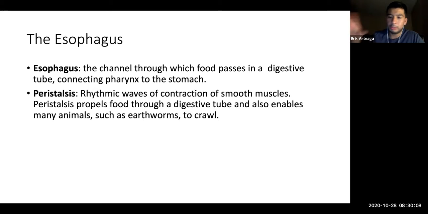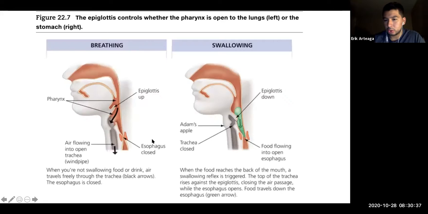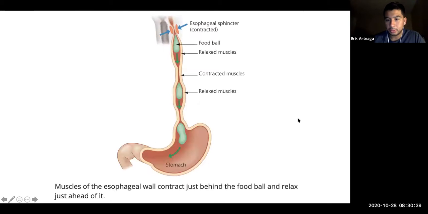Right? If you wanted to pick something up, I can grab the cup and pick it up. Whereas smooth muscles and cardiac muscles, you cannot control. These are involuntary muscles, right? So this is an involuntary process, peristalsis, okay? So peristalsis propels food through a digestive tube and also enables many animals such as earthworms to crawl, okay? Yeah, rhythmic movement, smooth muscle. We cannot control our smooth muscles, all right?